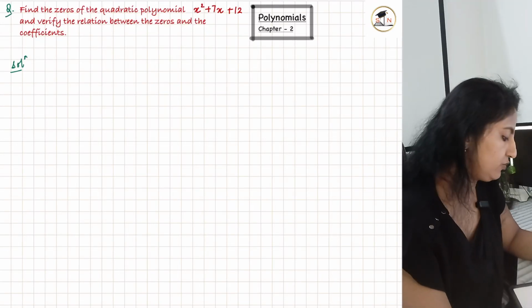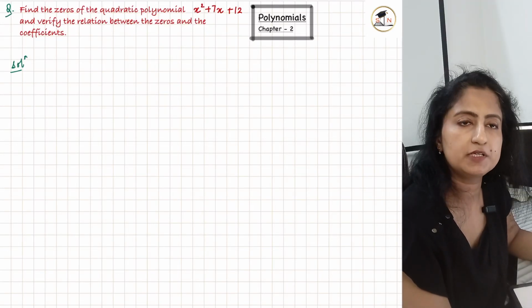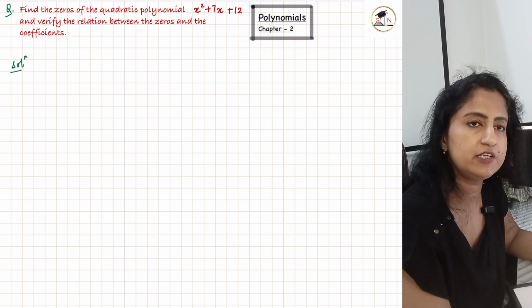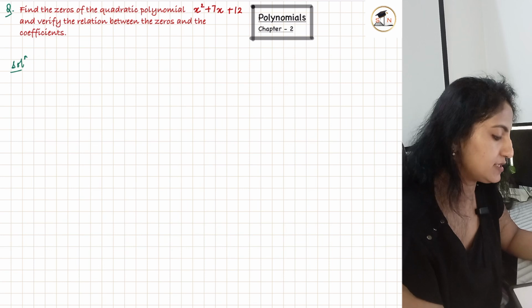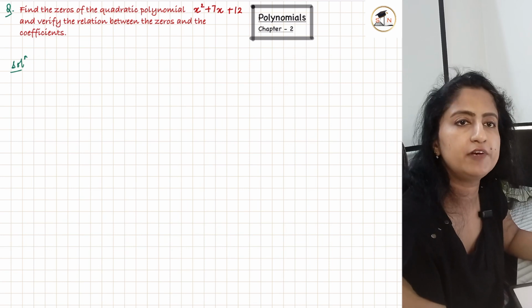In this video, we are going to find zeros of different polynomials and also verify the relation between the zeros and the coefficients. We will be doing various questions to understand how to do it differently in different kinds of polynomials.